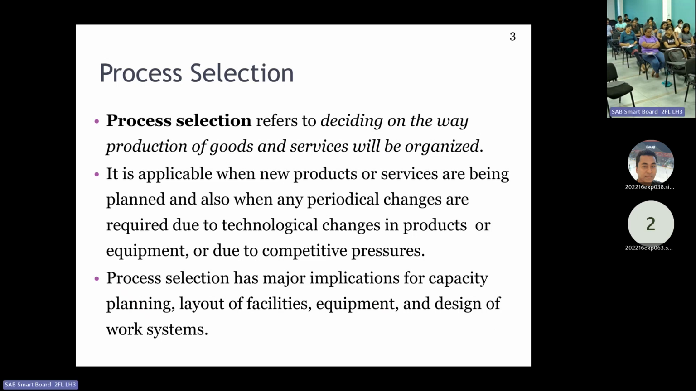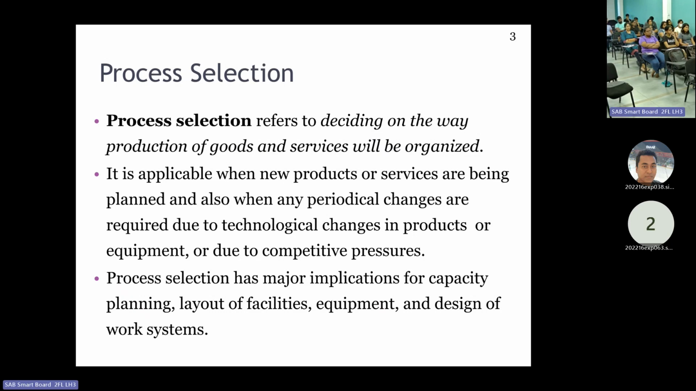So we are not going to discuss everything there, but only one side of it will be covered in detail. That is, what type of processes should be used, not the technology side of it, but the management side of it. What type of processes should be used? This decision is important.